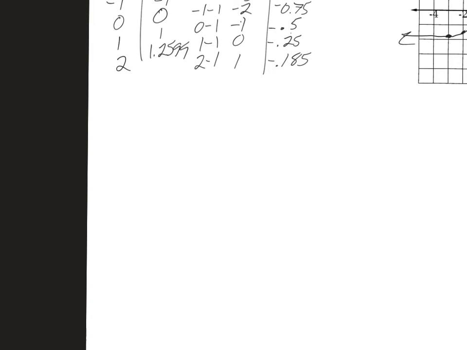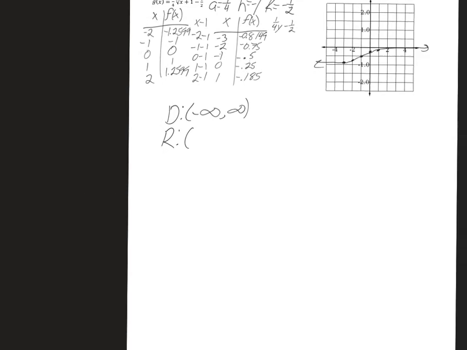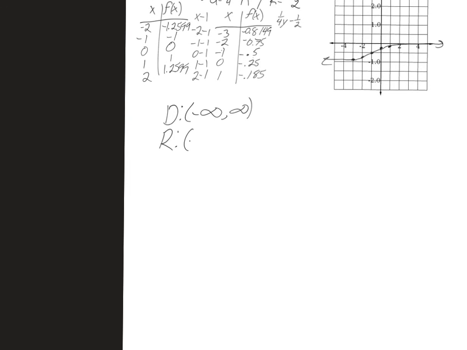So my domain, this is the main part that I wanted to see. My domain, -infinity to +infinity. My range is, again, we're looking at it, goes down, goes up forever, so -infinity to +infinity. That's all I'm really looking for.